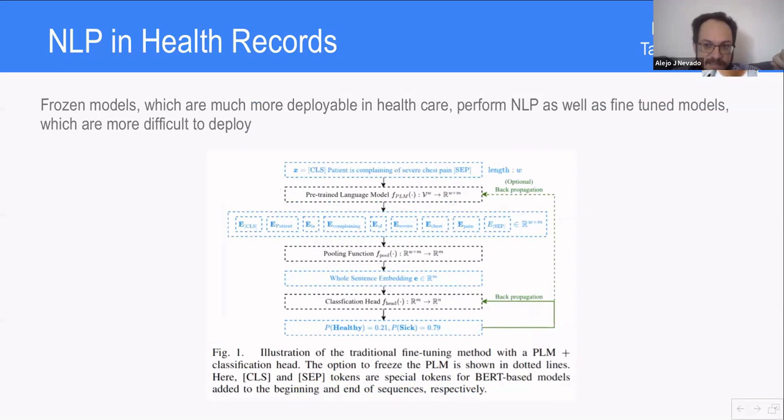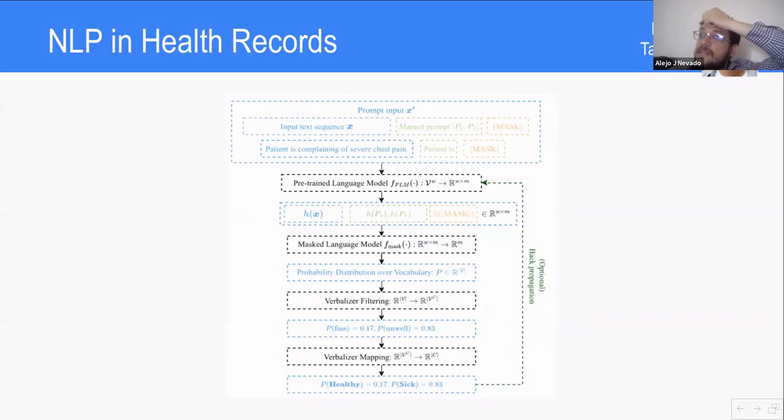Well, in summary, maybe I will describe it while we get the slide. In summary, what we see is that with this prompt fine-tuning, the neural network seems to perform even better than if you fine-tune the whole architecture. And it can be done orders of magnitude more quickly than with the standard fine-tuning method.